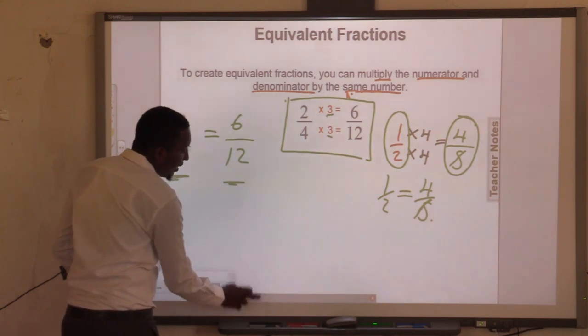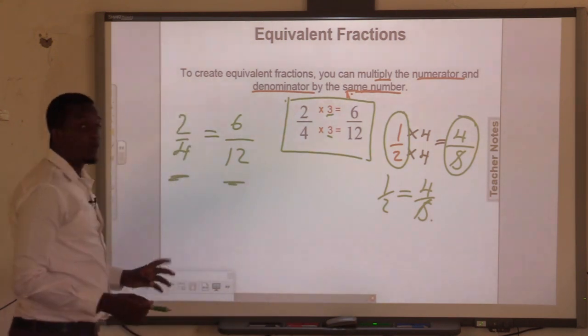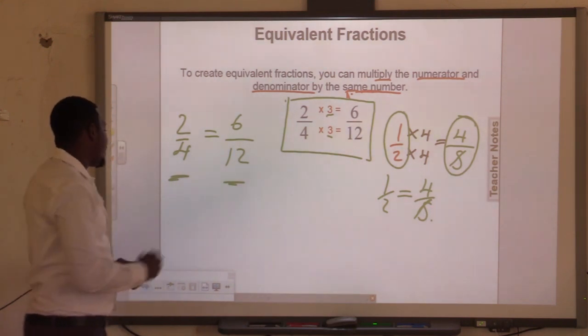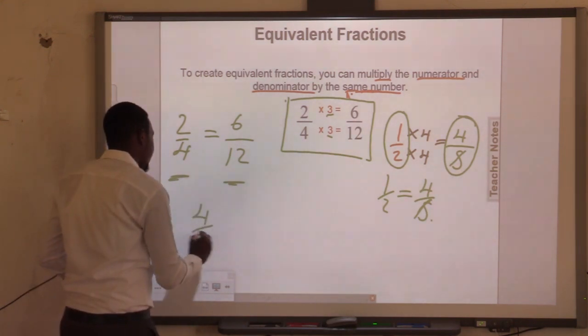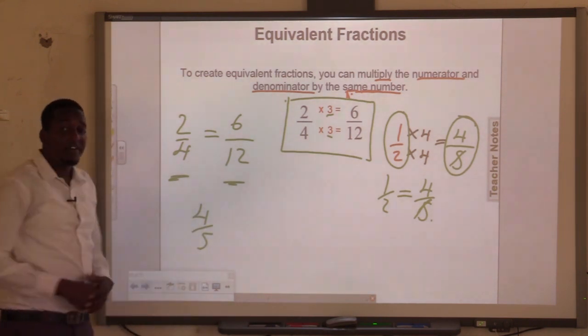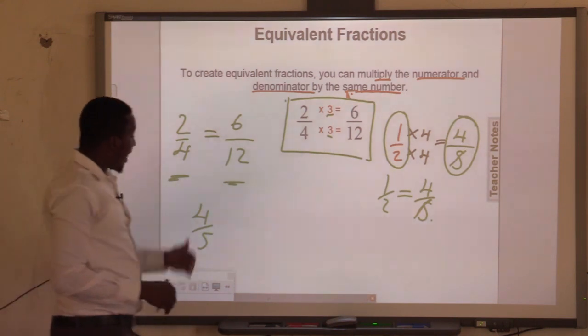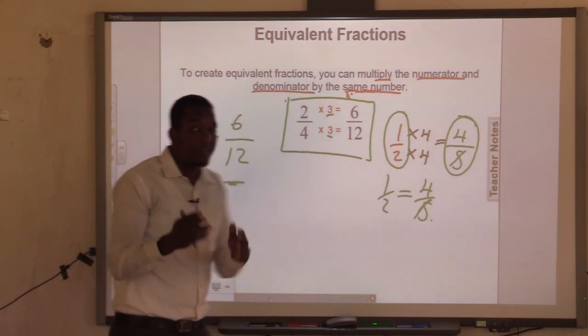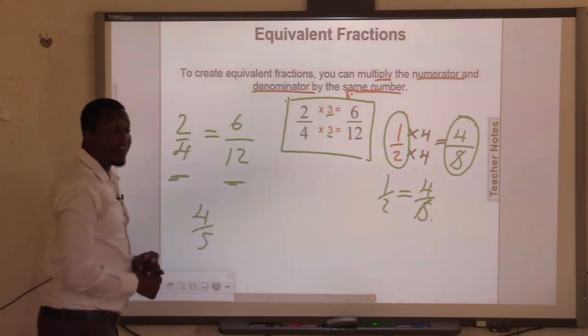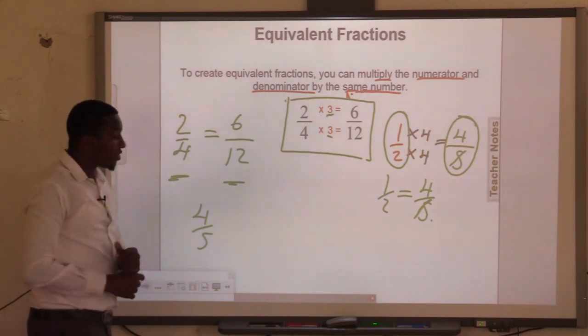You can be given any fraction. You can pick a fraction. I wish you were here to pick a fraction, but I'll pick it for you. Let's say 4 over 5. We have a fraction 4 all over 5, and we want to find another fraction that's equivalent to the fraction that we have here. Can we find another fraction that is equivalent to the fraction that we have here?